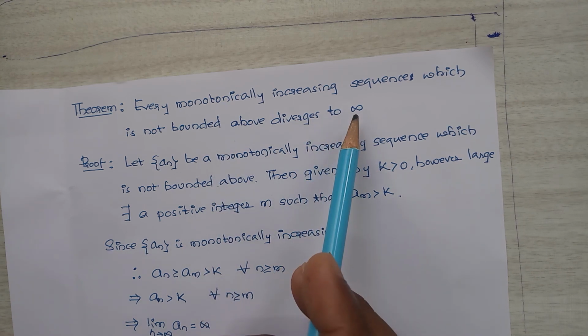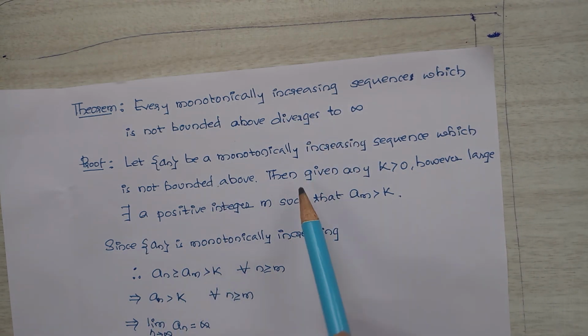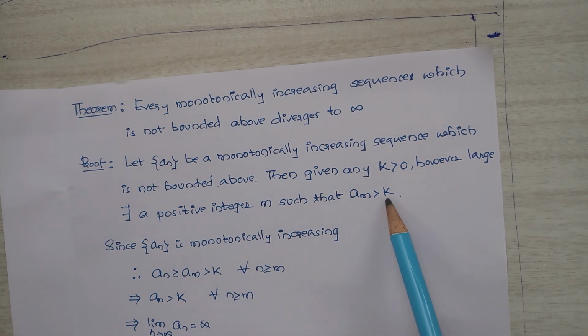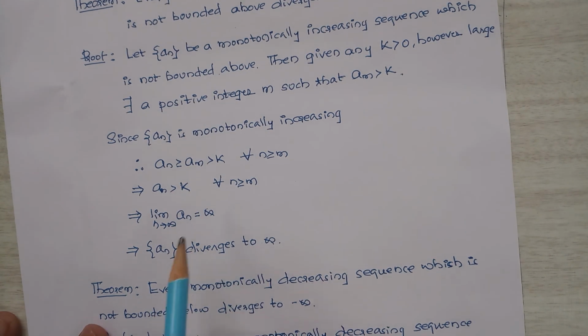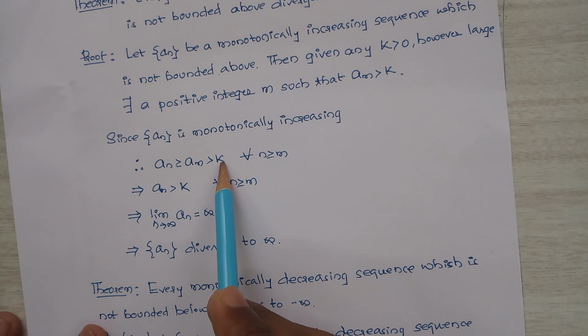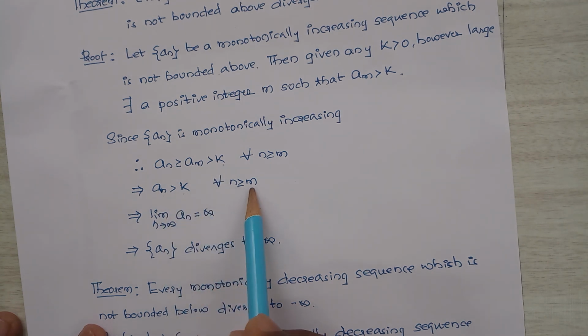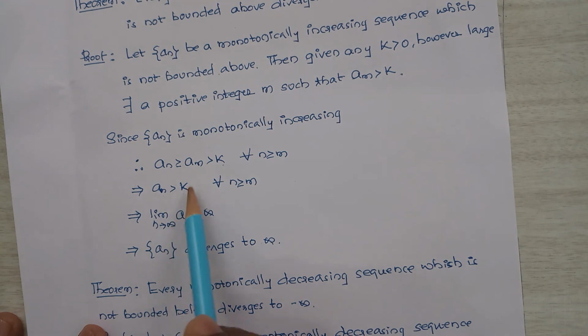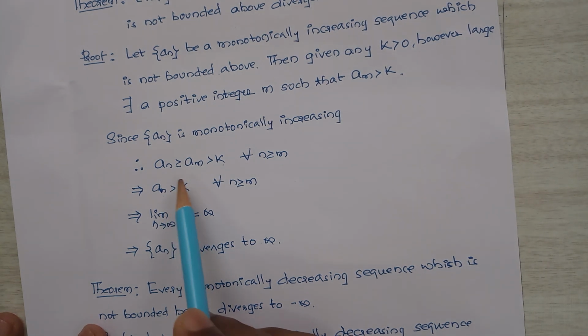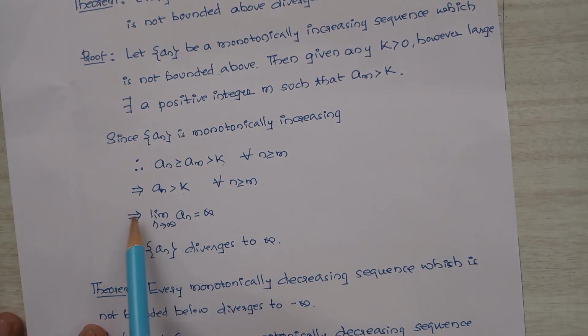And we have to check whether it diverges to infinity or not. Given any k greater than 0, however large, there exists a positive integer m such that am is strictly greater than k. Since an is monotonically increasing, an is greater than or equal to am is greater than k, which means an is greater than k for all n greater than or equal to m. Here we are not getting an upper bound, so this is not bounded above. Therefore limit n tends to infinity an is equal to infinity.